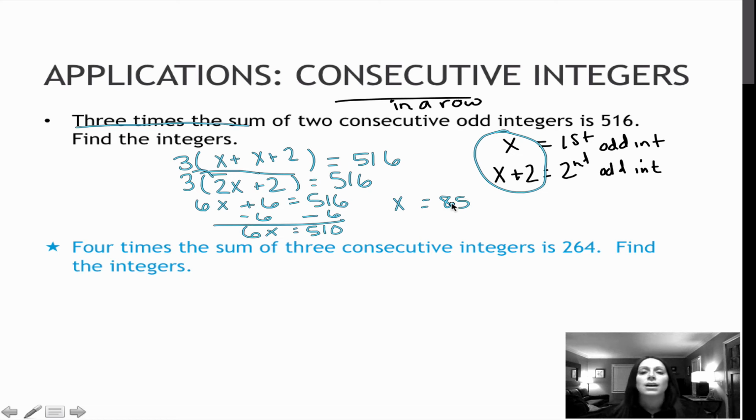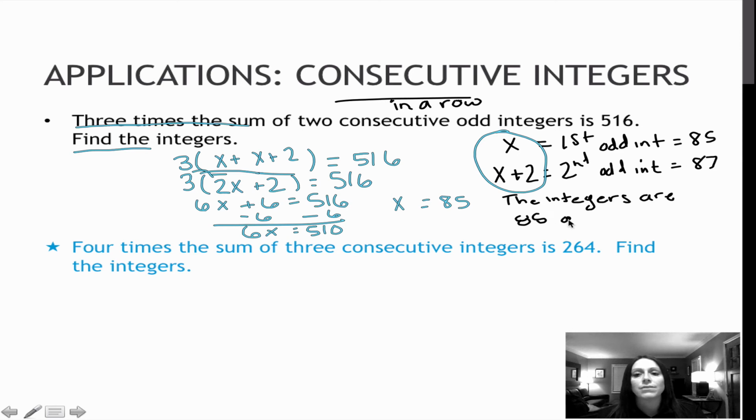Now, a lot of us get to the answer and then think that we're done. But remember that this is a story problem, and in story problems, it's very important that you go back and read the question to make sure you've answered it. The question says, find the integers, which means I have to find both of the integers. So I'm going to say the integers are 85, which was x. Now remember, my next one was 2 more than that, which would be 87. So the integers are 85 and 87. Now remember, every time you have a blue question, those are ones I would like you to try on your own first and then press play to see how you did. So go ahead and do that now.